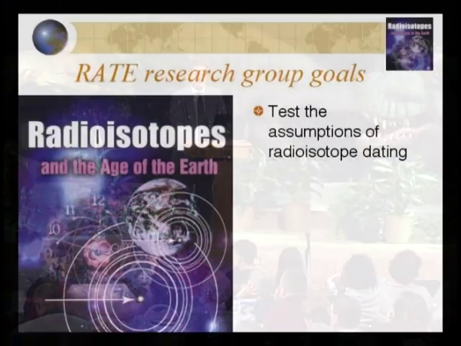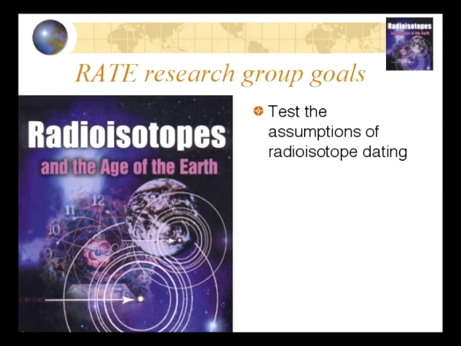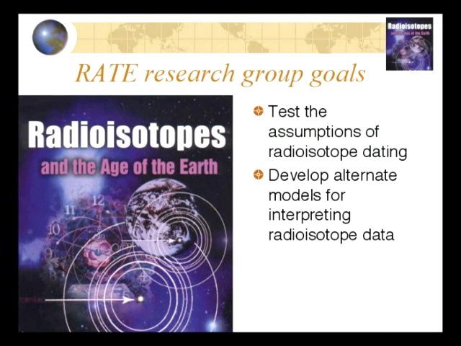Radioisotopes and the age of the Earth. We're testing the assumptions of radioisotope dating. We're developing alternate models for interpreting radioisotope dates and data, and we're writing technical reports. That's what's been going on. Research group goals: current RATE projects, it's like a giant jigsaw puzzle, kind of putting together pieces. How are we going to put together the radioisotope data in some type of coherent way?